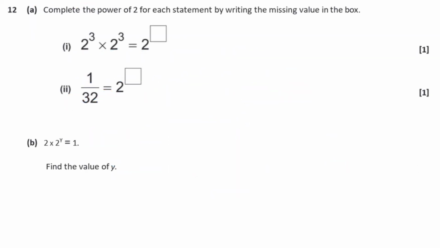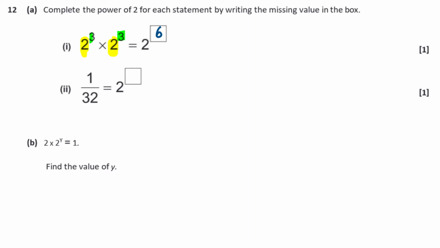Question 12a, complete the power of 2 for each statement by writing the missing value in the box. So this is a law of indices question. 2 to the power 3 times 2 to the power 3. We've got two numbers with the same base, 2 and 2. So we're just going to add these numbers up here. So we're going to add the 3 and the 3 together. That's going to give me 6.